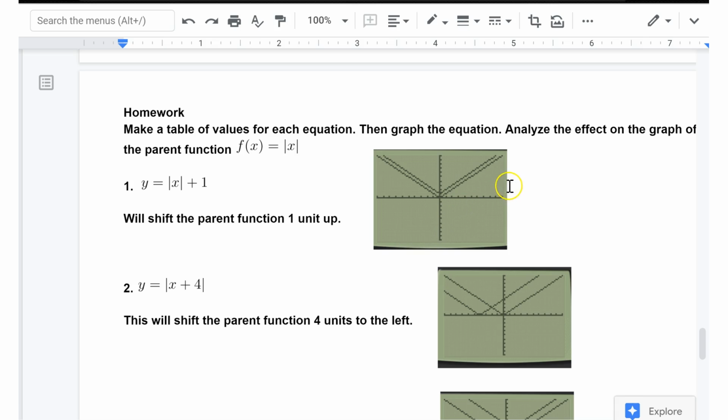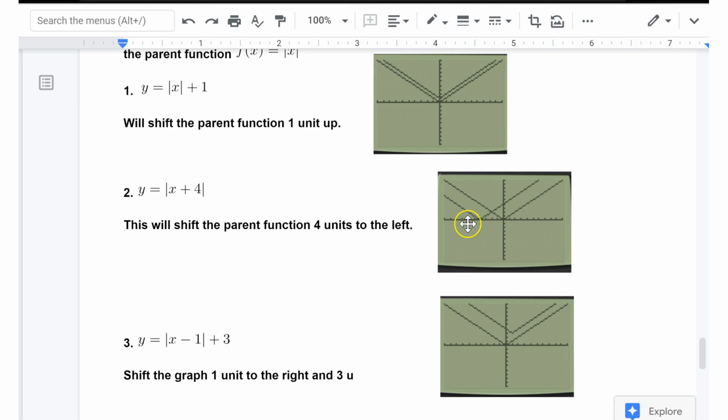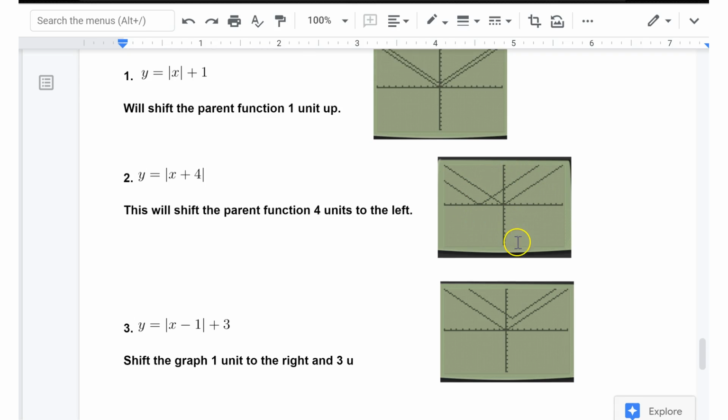I do expect you to graph the absolute value function and the function here, y equals absolute value of x plus 1. Make sure that you do it by hand. I'm just giving you the answers.